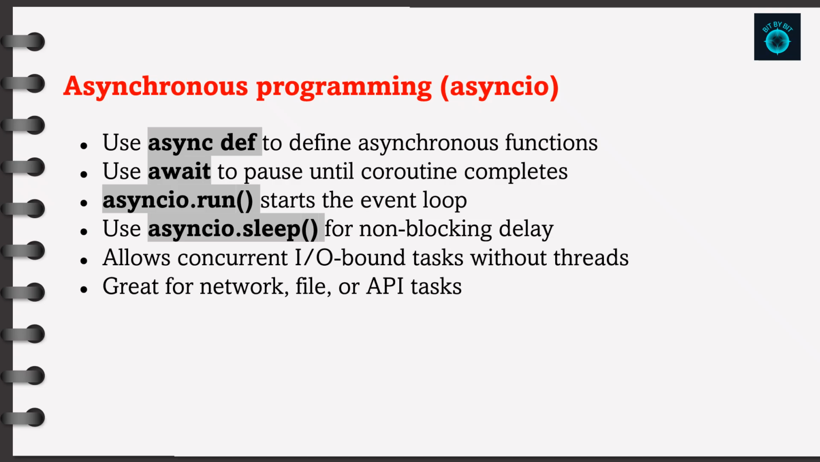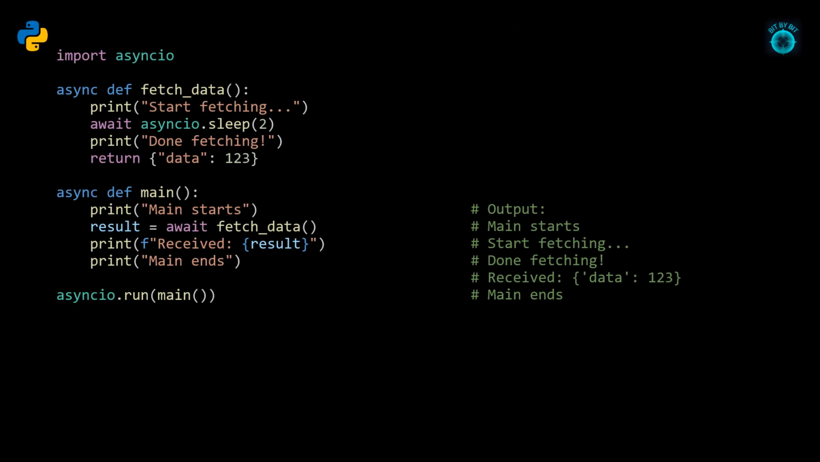Let's look at the code to see how this works in practice. In this code, we import the Asyncio module. We define an asynchronous function called fetch_data using async def. Inside it, we print a message, then call await asyncio.sleep, which pauses the function for 2 seconds. This pause is non-blocking, so if there were other coroutines, they could run in the meantime. After the wait, it prints done fetching and returns some sample data.